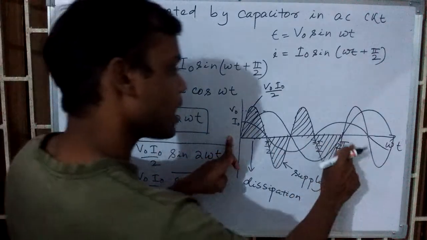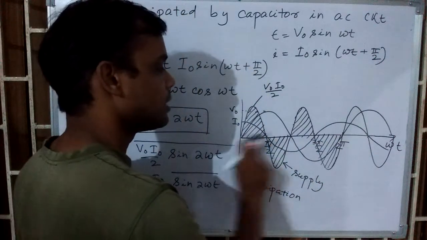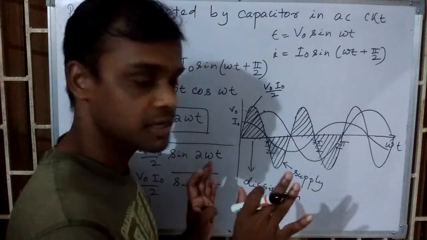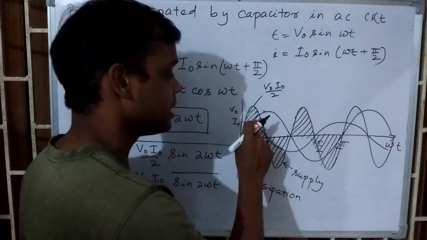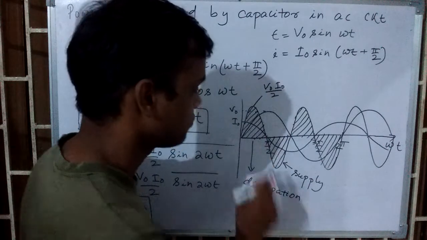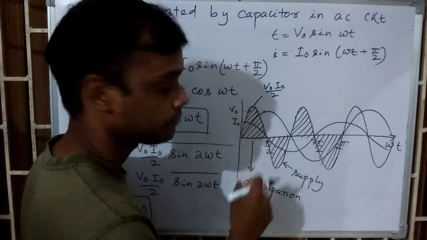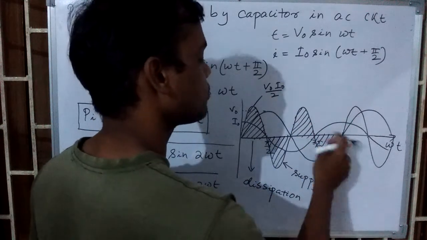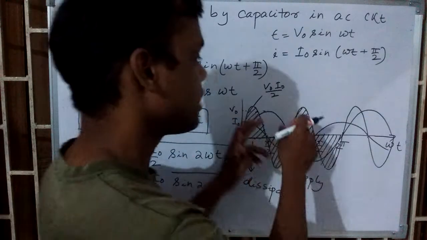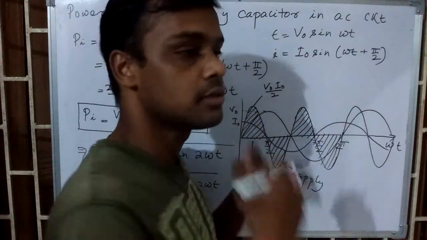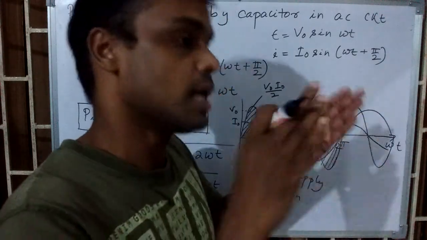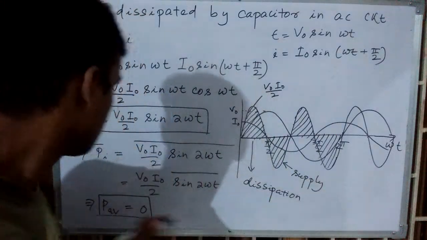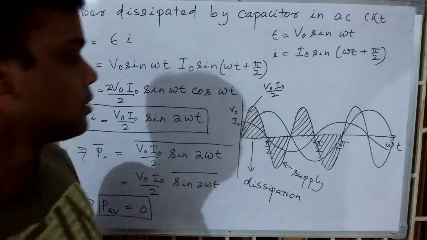That means within one complete cycle there are 4 quarter cycles. In the first quarter cycle the capacitor dissipates energy. In the next quarter cycle it supplies the same amount of energy, because the magnitude of these waves is the same. Then in the third quarter cycle it again consumes, and in the fourth quarter cycle it again supplies. That means two times within one complete cycle it supplies and two times it consumes power. So at the end of one cycle it neither supplies nor consumes, so total power dissipation will be 0. So this is the logic.